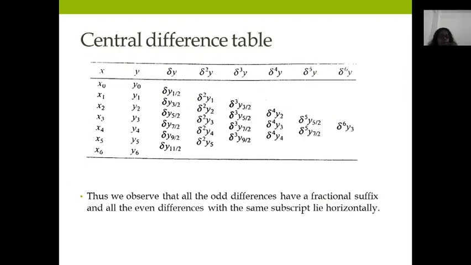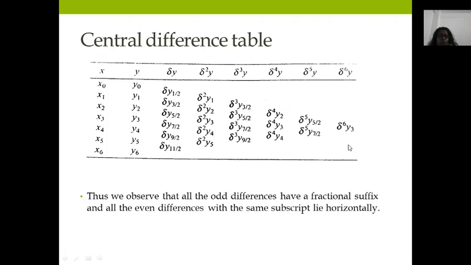So the central difference table is easy. Here y1 minus y0 will be labeled as delta y half. For the second one, 3 by 2 plus 1 by 2 is 2, and again dividing by 2, it will be 1. So the subscript will be the average of the subscripts of the difference terms. Have a look at the higher order terms and understand.